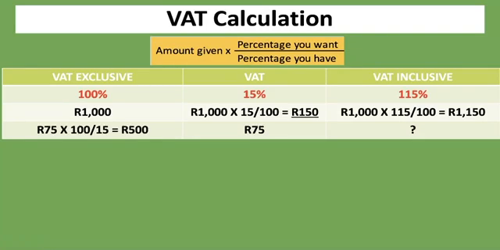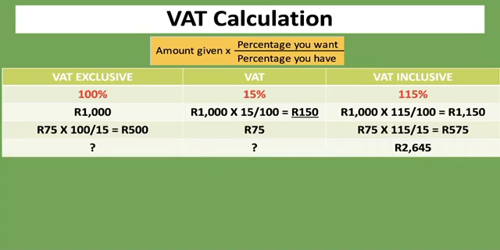Now, what if we are only given the VAT amount and we have to calculate the VAT inclusive? Well, we're going to take 75 Rand, we multiply that by the percentage that we want. Well, we want 115% this time, and we divide that by the percent that we have, which is the 15%, and it gives us 575 Rand. I hope you see how this formula works. It's quite simple in calculating VAT percentages when you are given one of them, either VAT exclusive, VAT, or VAT inclusive. So let's do VAT inclusive this time.